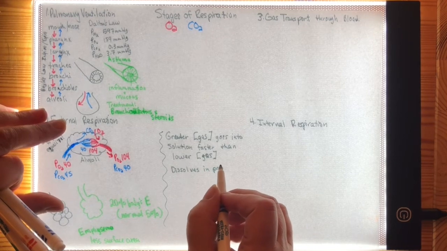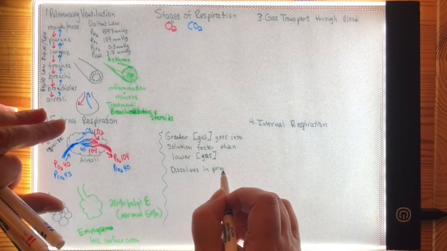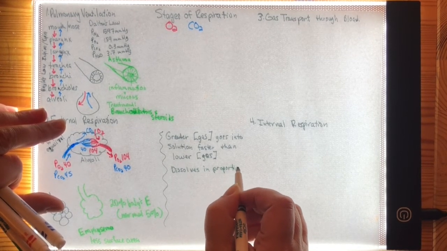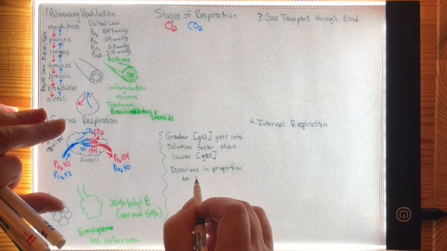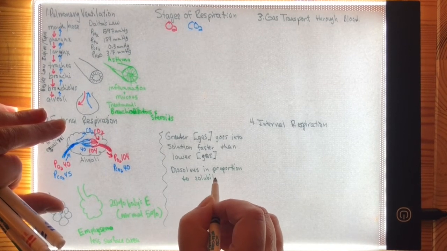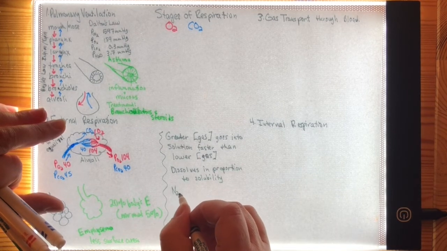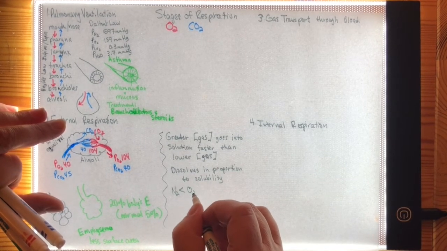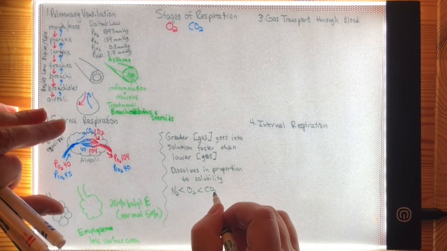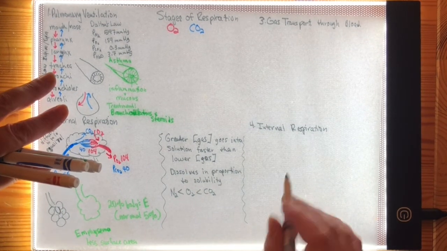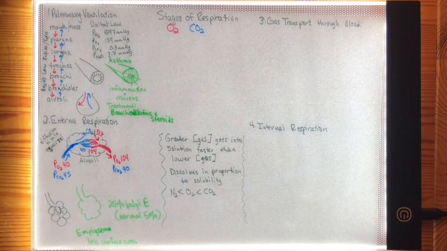So gases will dissolve into a solution, and the solution we're interested in here is, of course, the blood, which brings us to our next stage, which is gas transport. But I wanted to state this out as a separate topic because it goes in between several topics. A greater concentration of gas goes into solution faster than a lower concentration of gas. Gases will dissolve in the blood in proportion to their partial pressures.